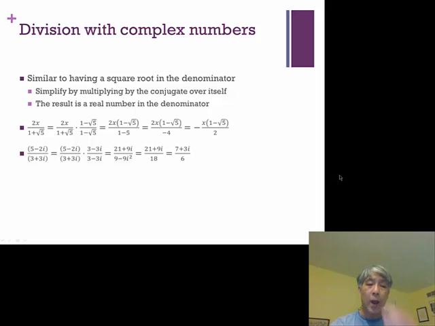Okay, so this is what happens in 2x divided by 1 plus the square root of 5. We multiply top and bottom by the conjugate, and I end up with something that looks like minus x times the quantity 1 minus the square root of 5, all divided by 2. I do the same thing for complex numbers. In this case, 5 minus 2i divided by 3 plus 3i.